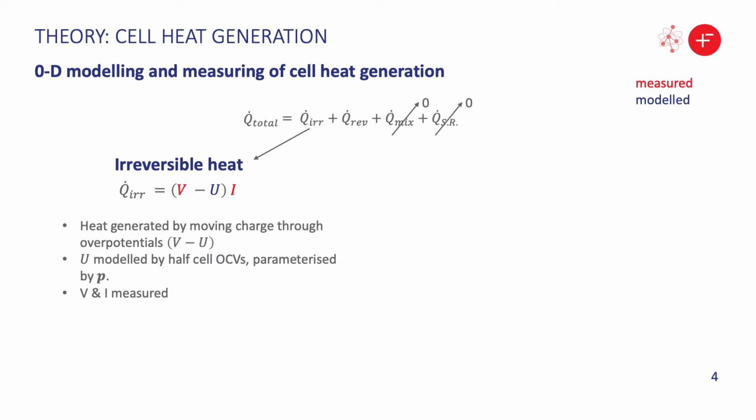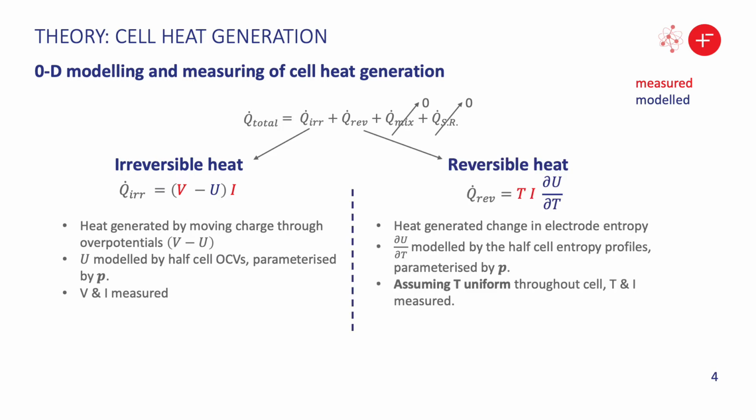The irreversible heat is given by this equation and represents a heat generated by moving charge through a potential difference, that is, the overpotentials created by the various electrochemical processes in the cell. OCV can be modelled by some set of degradation parameters P, and voltage and current are measured. Here, red represent measured quantities and blue represents modelled quantities.